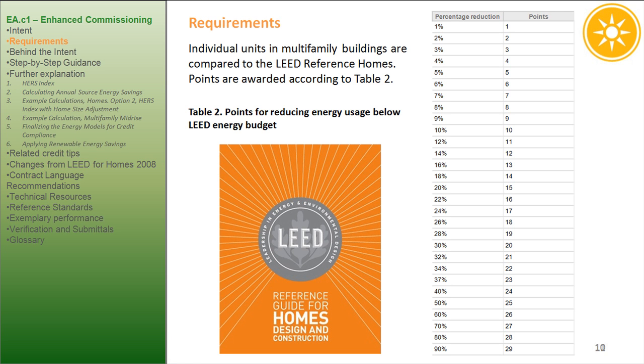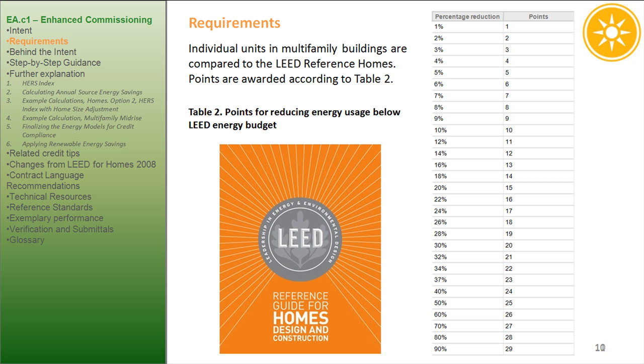12% reduction equals 11 points. 14% reduction equals 12 points. 16% reduction equals 13 points. 18% reduction equals 14 points. 20% reduction equals 15 points. 22% reduction equals 16 points. 24% reduction equals 17 points. 26% reduction equals 18 points. 28% reduction equals 19 points.